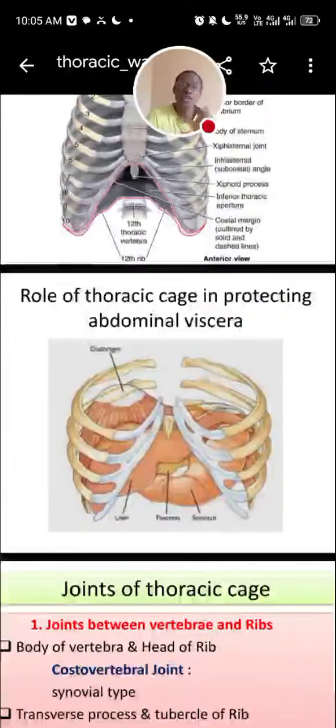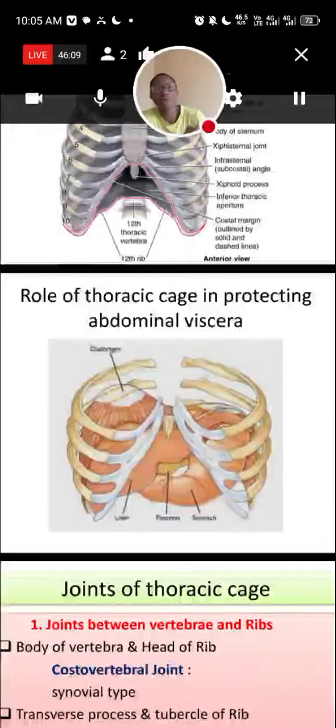where you find Morgagni's triangle or Larrey's space. You find a whole lot of interesting things there. Okay, so we are making progress.